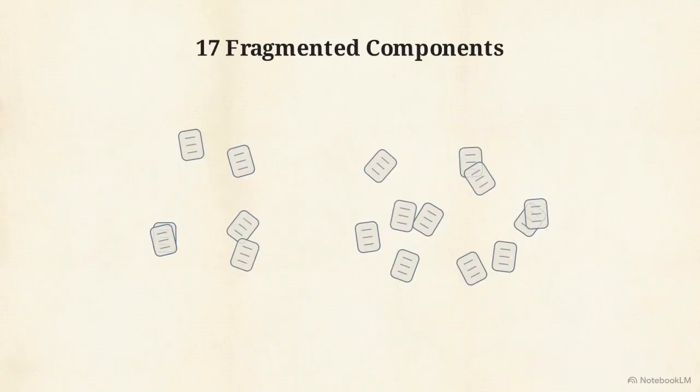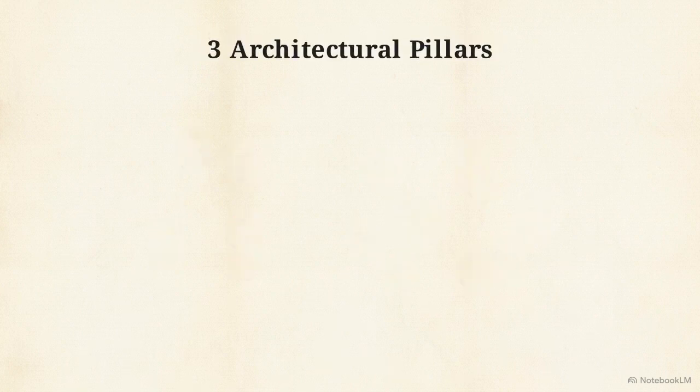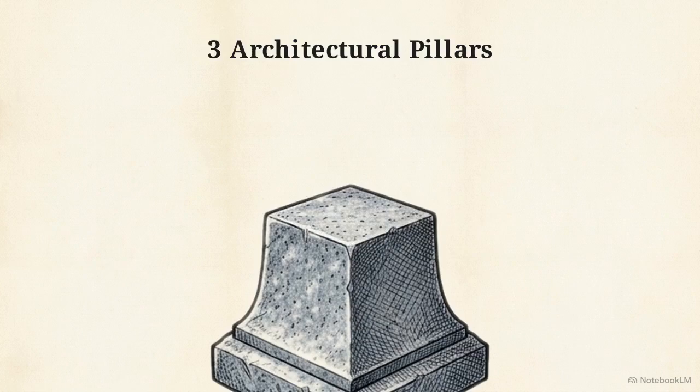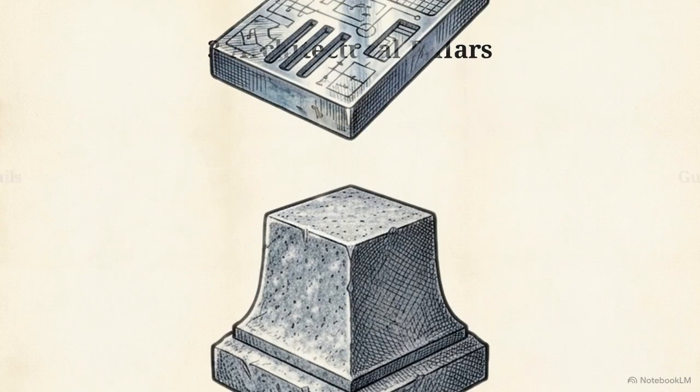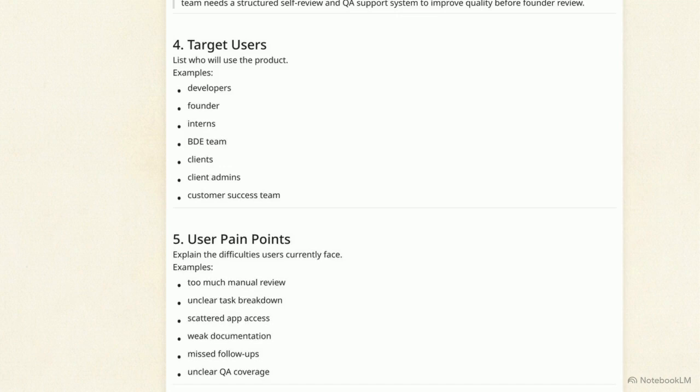The document itself consists of 17 distinct components, which organize naturally into 3 architectural pillars: the foundation, the blueprint, and the guardrails. This document shows the first pillar.